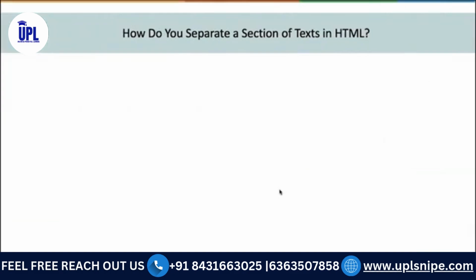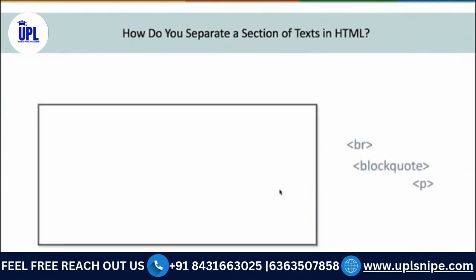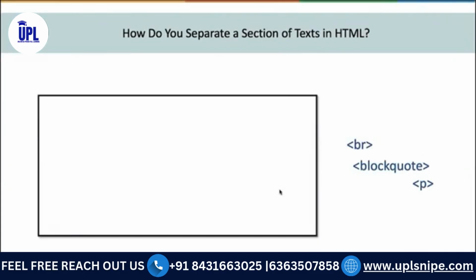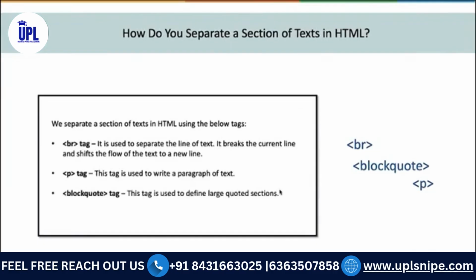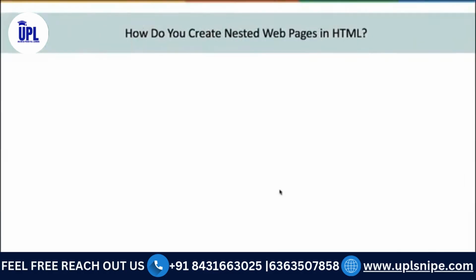Next, how do you separate a section of text in HTML? To separate sections of text in HTML, we always use either BR, or blockquote, or a paragraph tag. BR separates out the text and breaks the current line. Paragraph is used to write a paragraph of text, and blockquote is used to define large quoted sections.